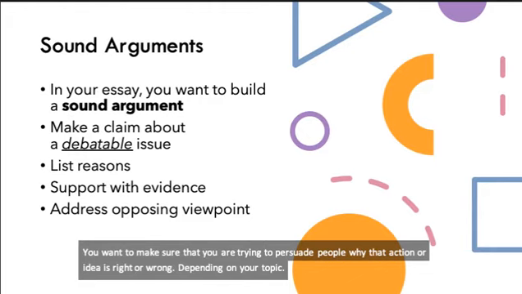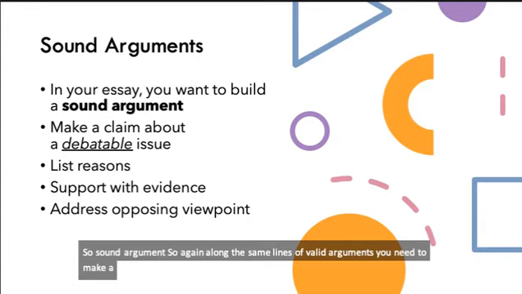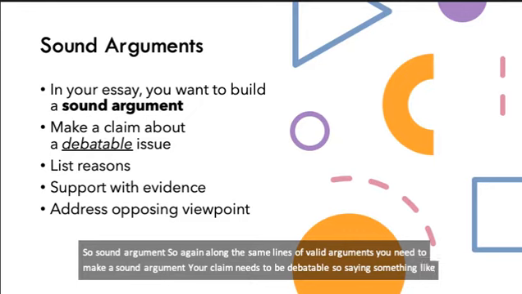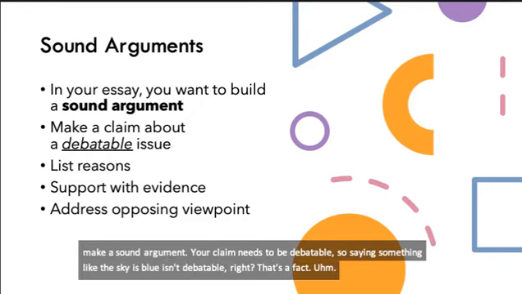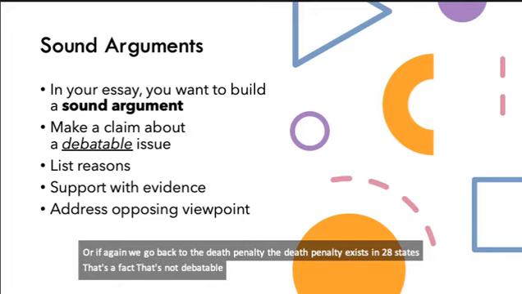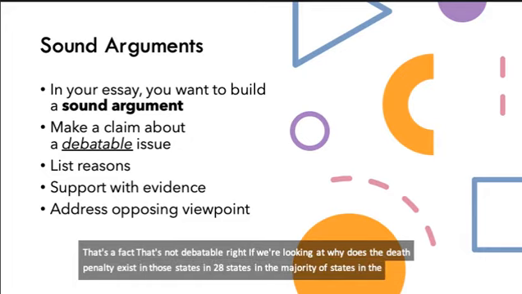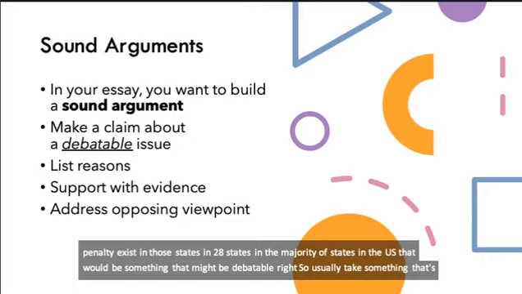So, sound arguments. Along the same lines as valid arguments, you need to make a sound argument. Your claim needs to be debatable. So saying something like, the sky is blue, isn't debatable, right? That's a fact. Or if, again, we go back to that death penalty, the death penalty exists in 28 states. That's a fact. That's not debatable, right? If we're looking at why does the death penalty exist in those 28 states, in the majority of states in the U.S., that would be something that might be debatable, right? So you can usually take something that's not debatable and make it debatable.